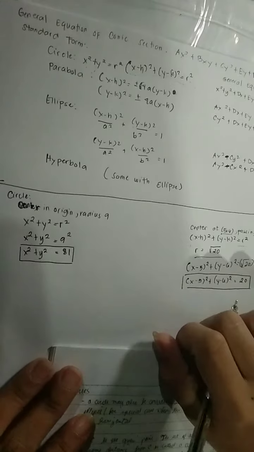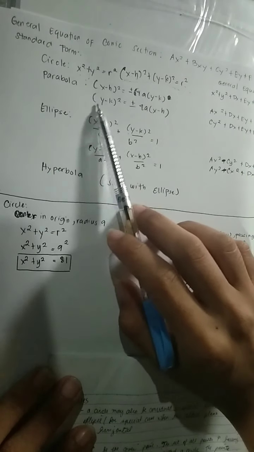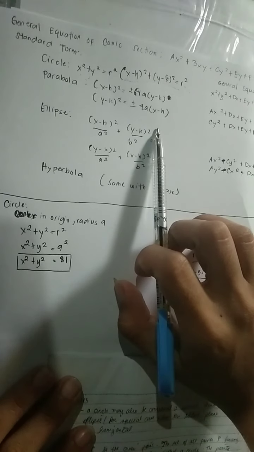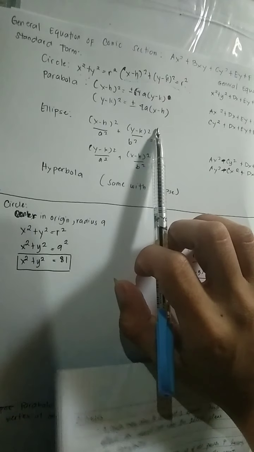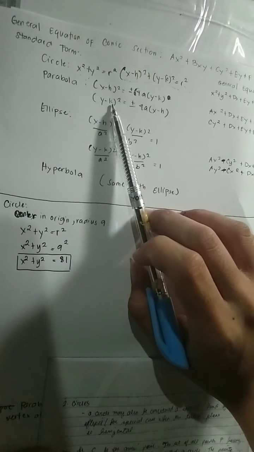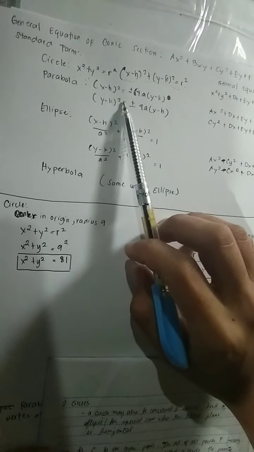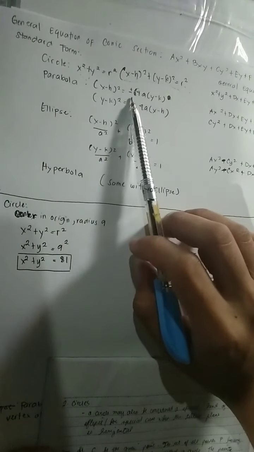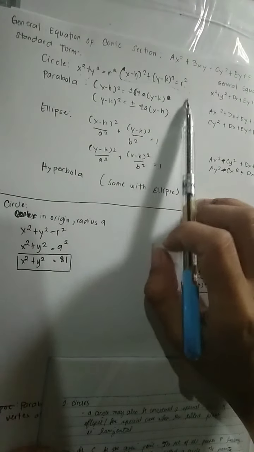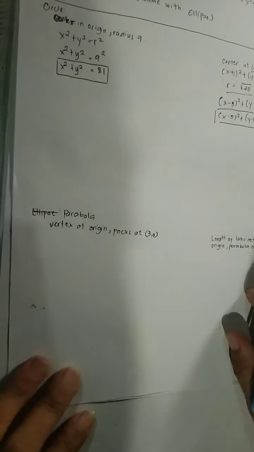So, diba, this is the standard form of the parabola. If the center, or the vertex, is at the origin, that means our h and k are 0. So that would leave us either x squared or y squared is equal to positive or negative 4a times (y minus k) or (x minus h). Now, let's proceed.